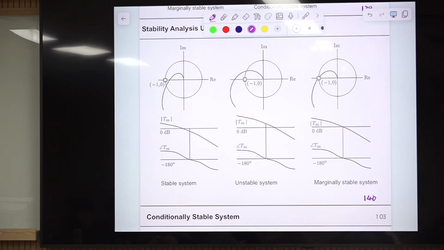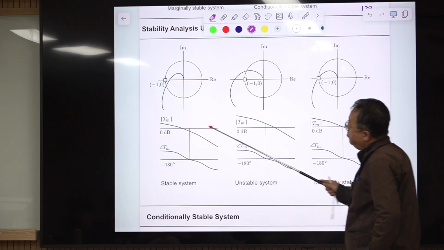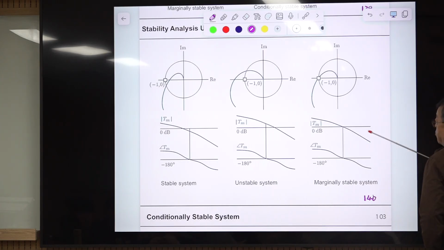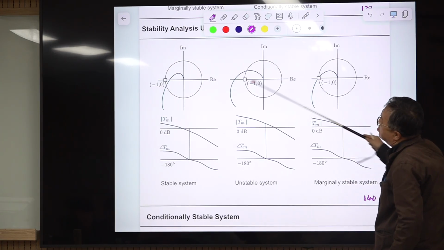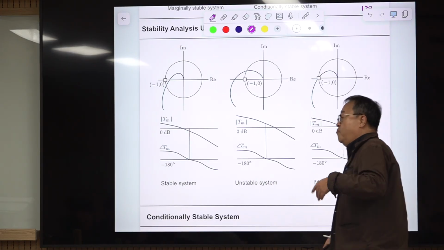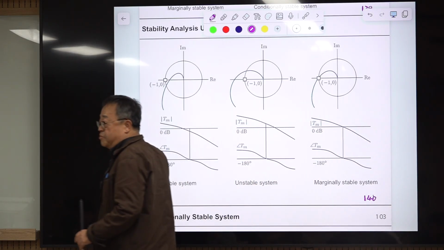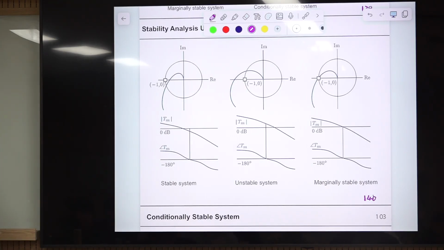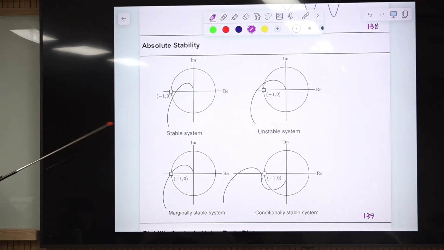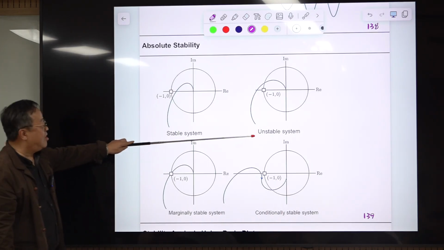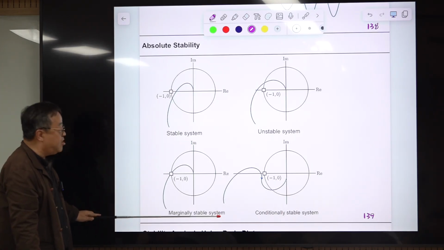It's the same information, but students, engineers, and myself prefer this one. The original definition from Nyquist comes from this plot. We start from something else, but we reach the same conclusion as theirs. This is very important: this is the stable case, the unstable case, and the marginally stable case.